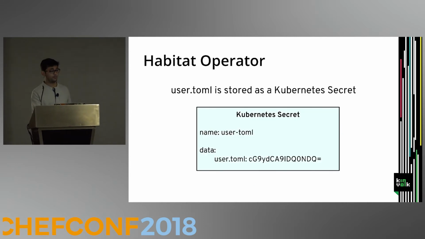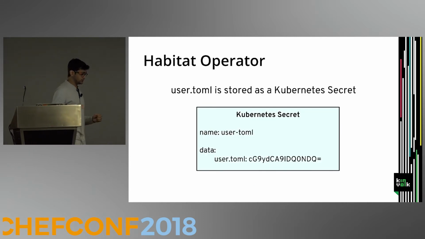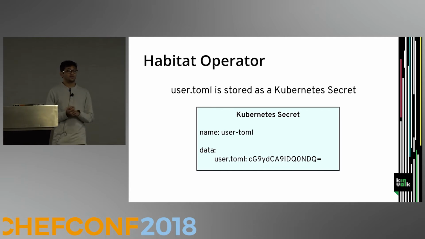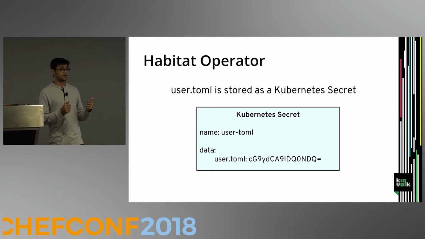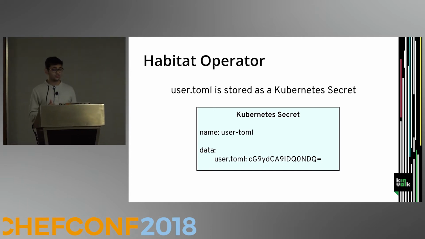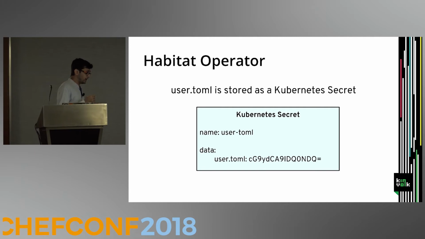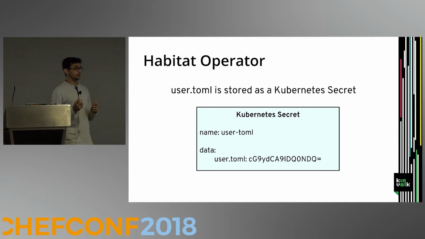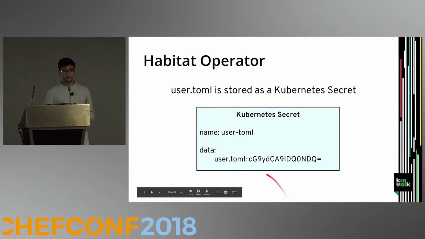In the Habitat operator, we use the user.toml file as a Kubernetes secret. This is exactly what we were doing originally in the Habitat artifact itself for customizing our configurations. To do this, we created a Kubernetes secret, and we encoded the contents of the user.toml file as a base64 string and put it under the key user.toml right here.